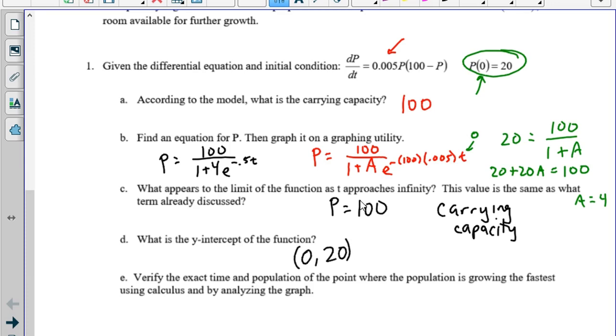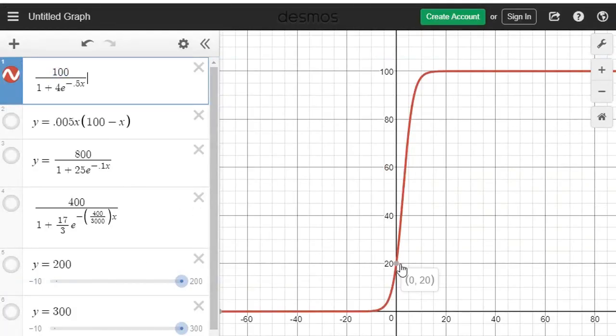The y-intercept of the function is 20. And we already knew that because they told us that it was (0, 20). But if we look at the graph again, it's pretty clear that that's also true. So the y-intercept is at (0, 20).